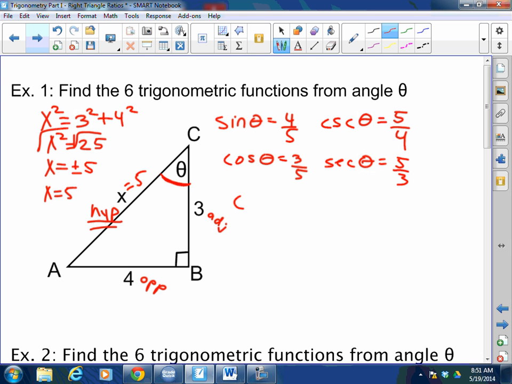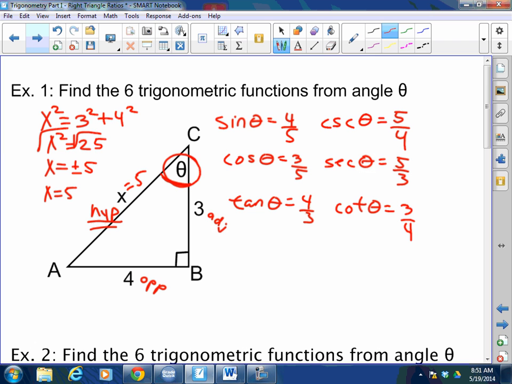If I want the value of the tangent of theta, tangent, TOA, opposite over adjacent, is 4/3. And the cotangent of theta is the reciprocal of the tangent, so it's going to be adjacent over opposite, which is 3/4. You just found the value of all 6 trig functions from this particular theta.